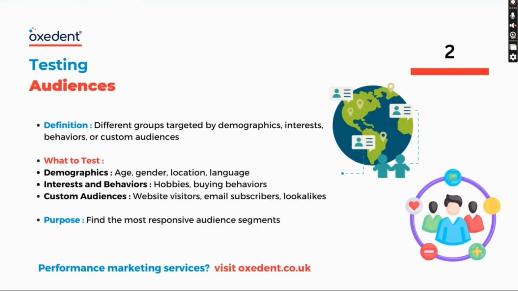Next, let's dive into audiences. Who are you targeting with your ads? This is one of the most important elements to test. You can test different demographics like age, gender, and location, or experiment with different interests and behaviors. Maybe your product resonates more with tech enthusiasts or fitness goals. And don't forget custom audiences. These are your website visitors or email subscribers, and you can even create lookalikes based on this. By finding the most responsive audience segments, you'll ensure you're spending your ad budget wisely.